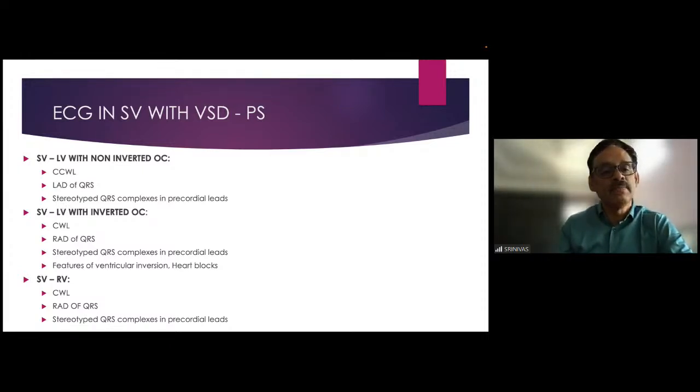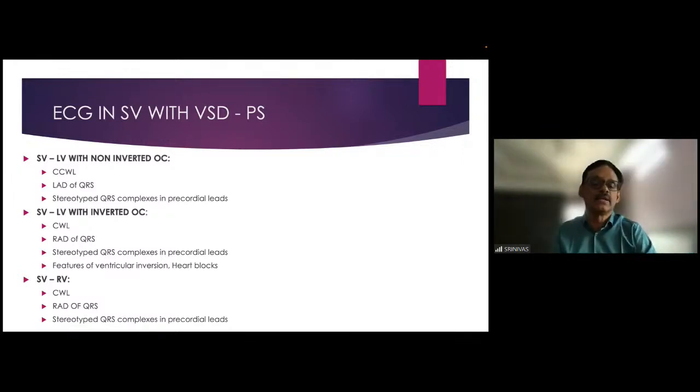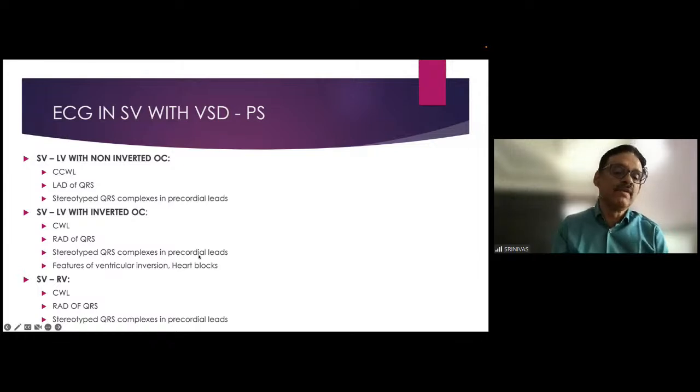Now, single ventricle of LV morphology with inverted outlet chamber: the patient will have a clockwise loop with right axis deviation, unlike in non-inverted outlet chamber, and there will again be stereotyped QRS complexes in the precordial leads. There will be features of ventricular inversion, and like in CCTGA, you may expect varying degrees of heart block. Single ventricle of RV morphology can have a clockwise loop and right axis deviation, like single ventricle of LV morphology with the inverted outlet chamber.